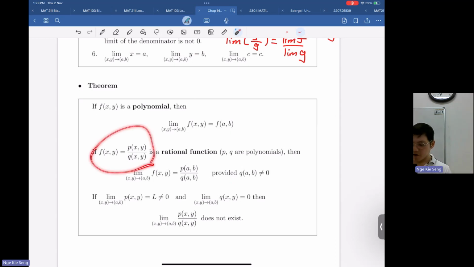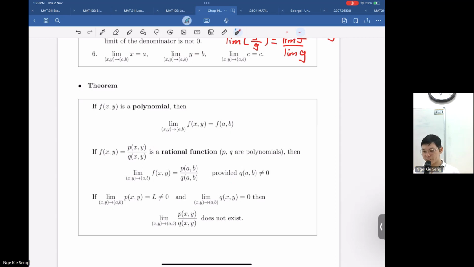Next, if your f(x,y) is a rational function, so you can write it as some polynomial P divided by another polynomial Q, then you can also substitute your (a,b) into P and Q to get the limit, provided the denominator is non-zero after you evaluate.